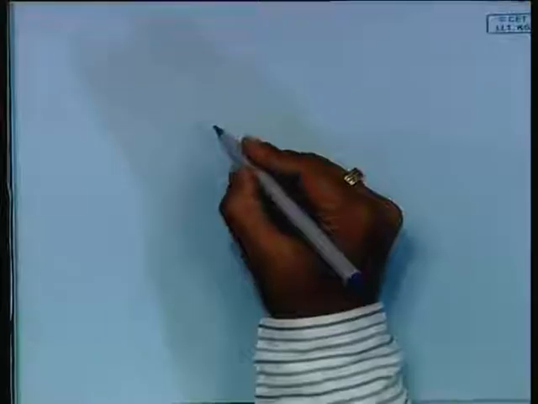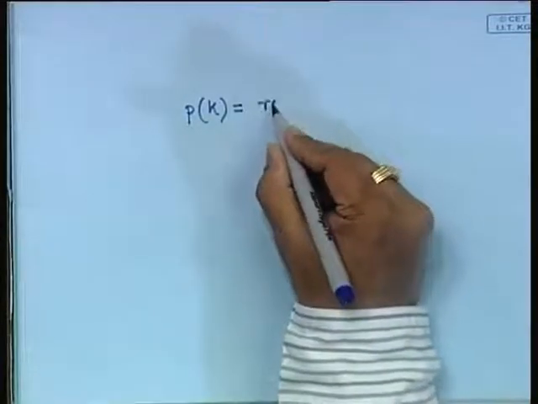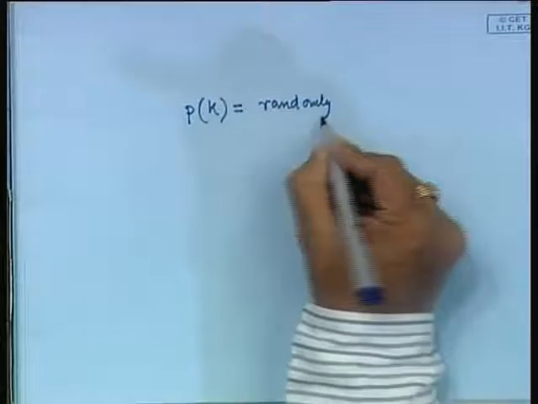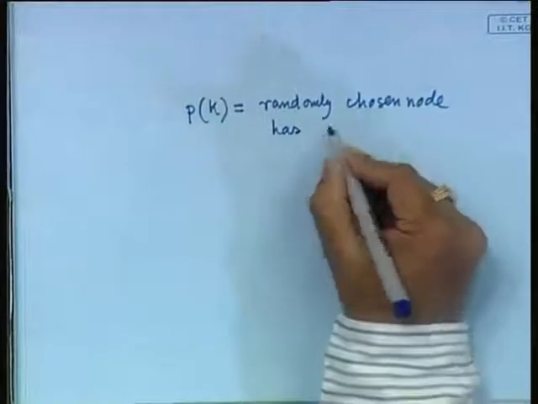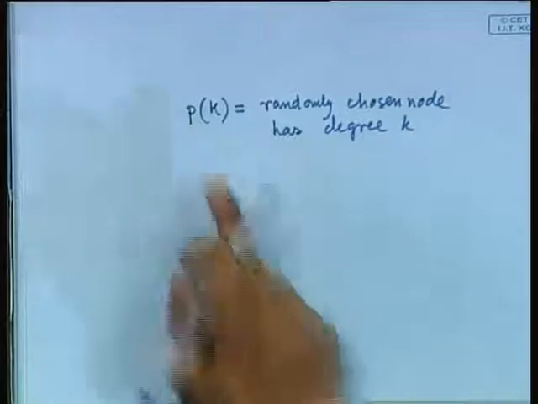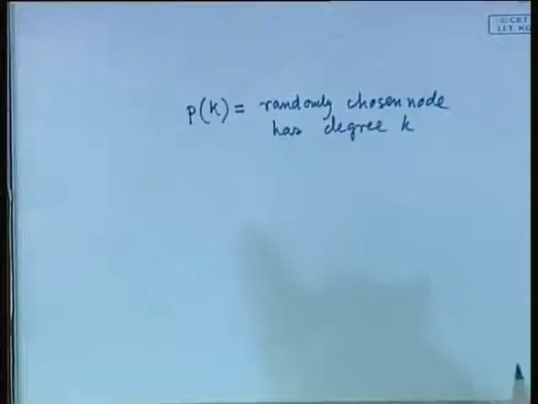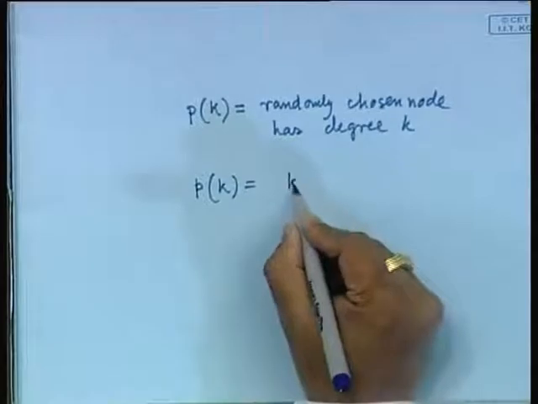Okay, let's see. You know what a degree distribution is, right? Degree distribution is given by the probability p_k that a randomly chosen node has degree k. Now it can be any probability distribution. It can be a normal distribution, a beta distribution, an exponential distribution, or whatever. In some cases it follows something like this.